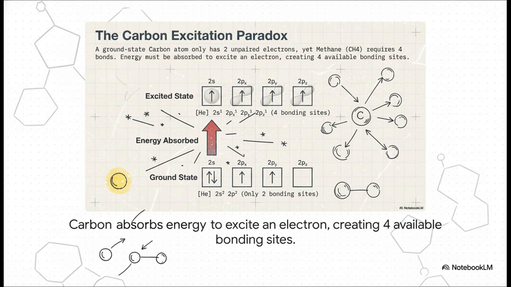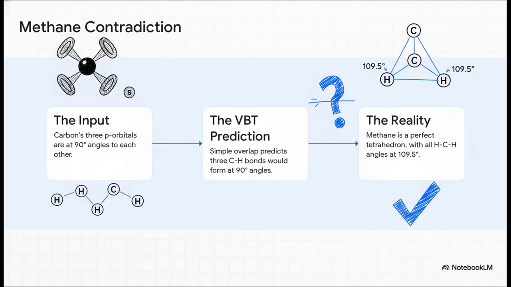Well, the first step is that the carbon atom gets a little jolt of energy and gets excited, which bumps one of its 2s electrons up into an empty 2p orbital. Now the carbon has four unpaired electrons, all ready to form the four bonds we need for methane. But this is exactly where simple VBT slams into a brick wall. That excited carbon atom has three p orbitals, and they're all oriented at 90 degrees to each other. So if we just overlap those with hydrogen atoms, our theory would predict that three of the C-H bonds should be at 90-degree angles, and the fourth bond would just be somewhere else.